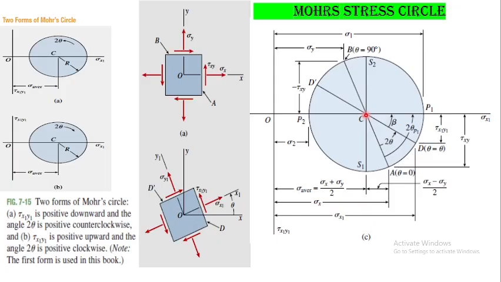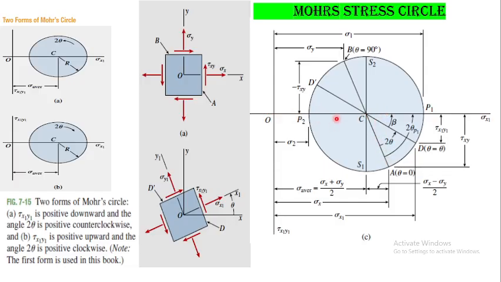Once this is done, you will plot these two coordinates, sigma x and tau xy. You can move here until you reach this point, sigma x, any value. For example, it is 8,000. You can move here, here, here until you reach this point A. You see this point A.